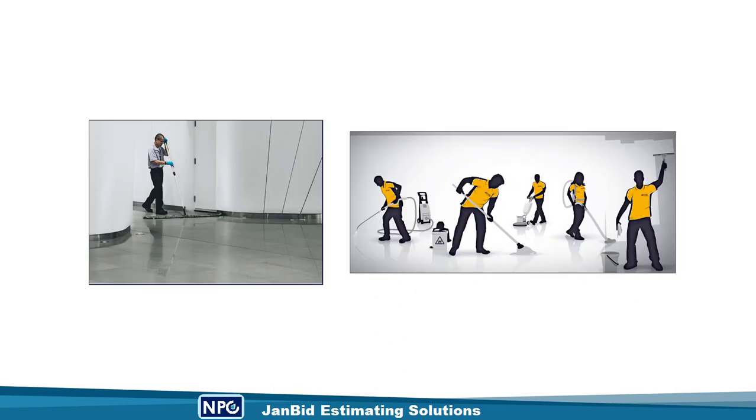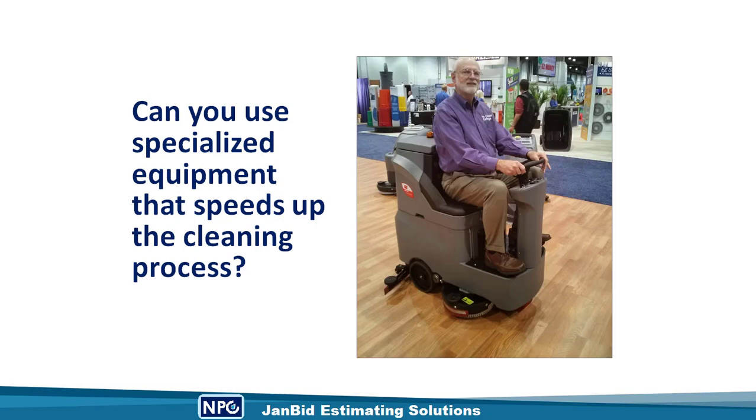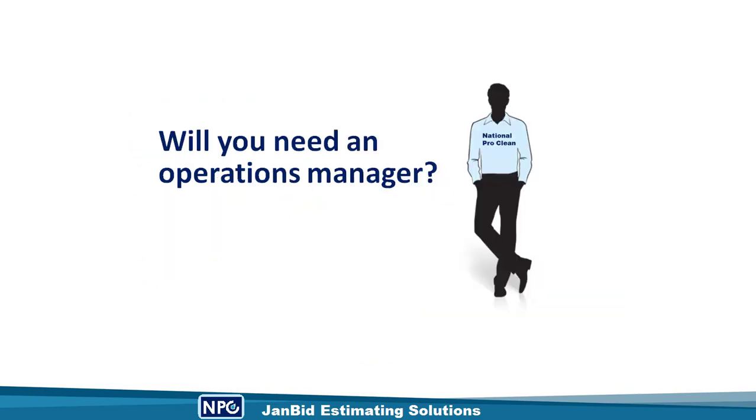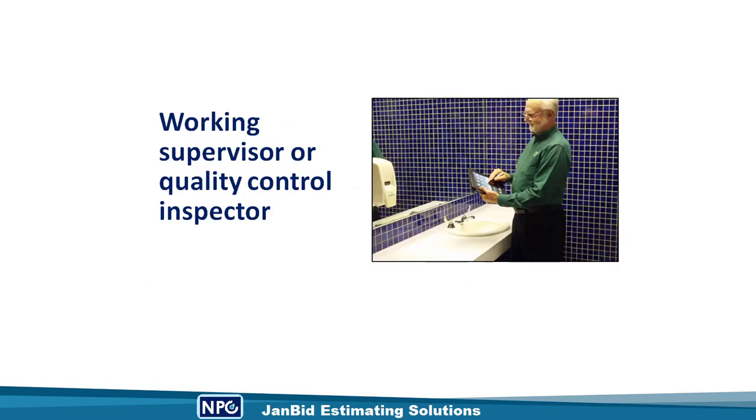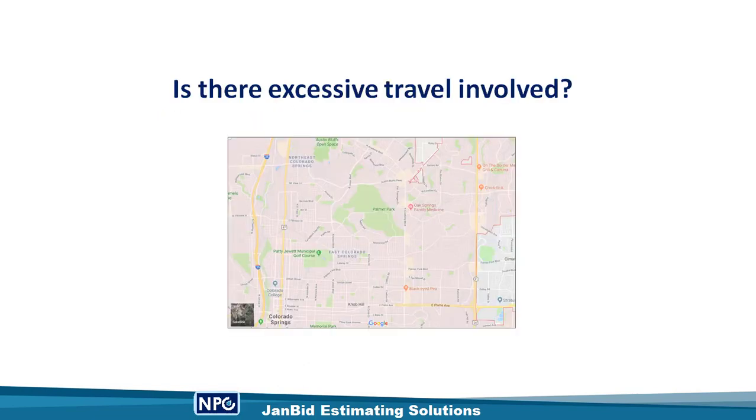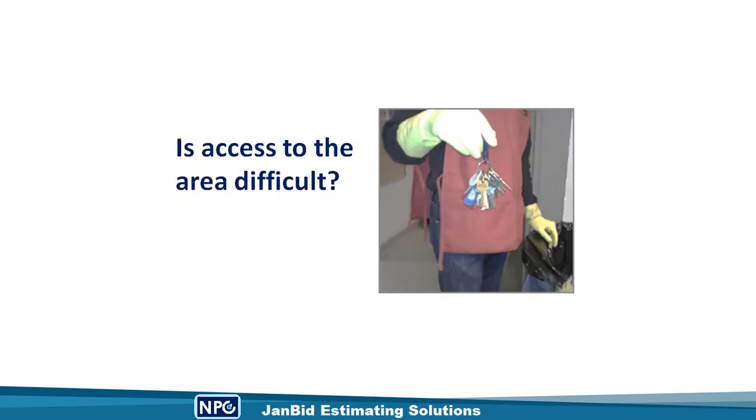Always study ways to increase your production rate whenever possible. For example, can you use specialized equipment that will speed up the cleaning process? If you need to plug in an operations manager for a large campus, that will bump up your costs. Or add extra labor for a working supervisor or quality control inspector. If there's excessive travel, that needs to be accounted for. Is access to the area difficult?